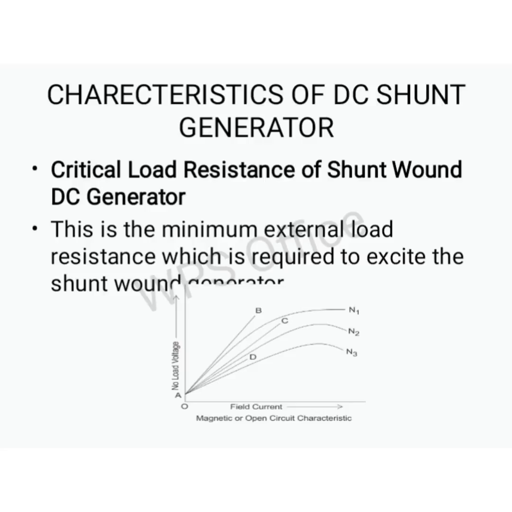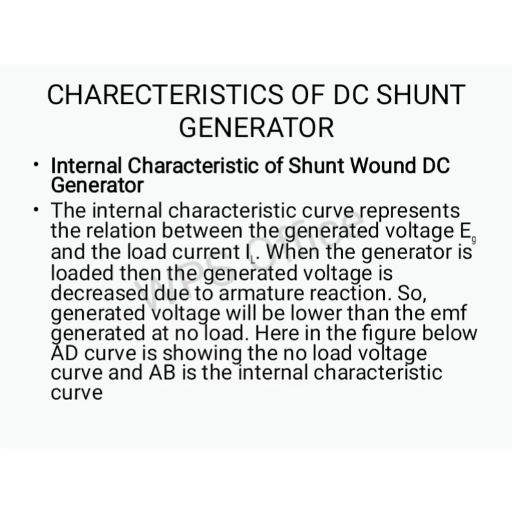The characteristics of the DC shunt generator. Critical load resistance of a shunt DC generator: this is the minimum external load resistance which is required to excite the shunt generator. The graph shows the no load voltage or open circuit characteristics. The X-axis shows field current and the Y-axis shows no load voltage.